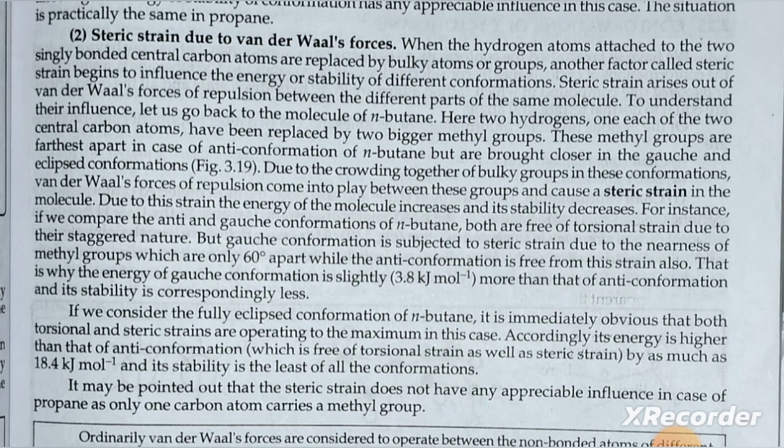For instance, if we compare the anti and gauche conformations of n-butane, both are free of torsional strain due to their staggered nature, but the gauche conformation is subjected to steric strain due to the nearness of methyl groups which are only 60 degrees apart, while the anti-conformation is free from this strain also. That is why the energy of the gauche conformation is slightly more, by 3.8 kJ/mol, than that of the anti-conformation, and its stability is correspondingly less.